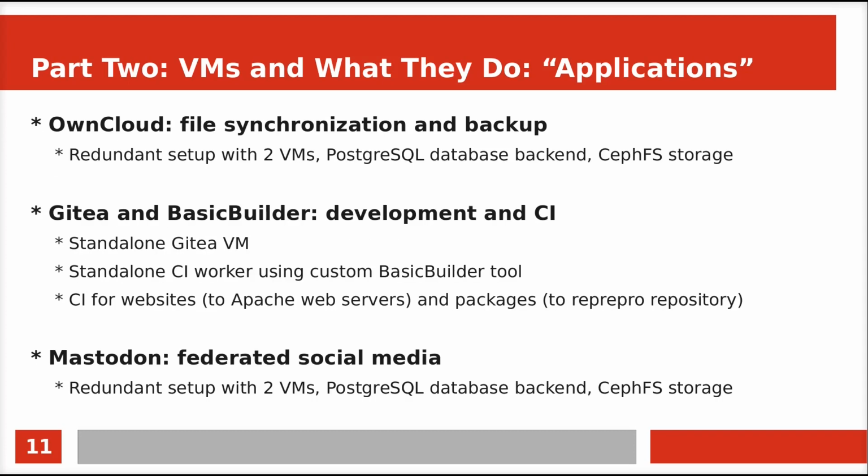Okay, next one is OwnCloud, which is file synchronization and backup. This one's pretty straightforward. Everyone knows what OwnCloud is. It's a redundant setup with 2 VMs, Postgres backend, and CephFS for the actual data storage. Now, one of the biggest questions that will probably come up from this is, OwnCloud, why aren't you using Nextcloud? And pretty much 2 reasons. Number one is inertia. I had OwnCloud set up and running with myself and several family members for their backups and all of that, long before OwnCloud was forked into Nextcloud.